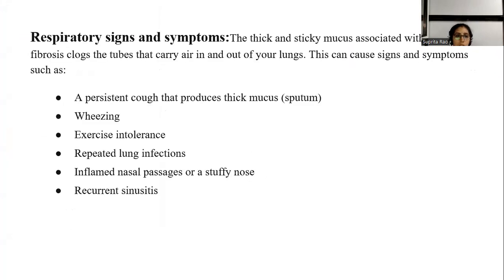Cystic fibrosis. Now, cystic fibrosis is a widespread problem which is related to the lungs. So, it is a respiratory disorder, and it is a genetic manifestation of our disease. So, now let's discuss what it is.